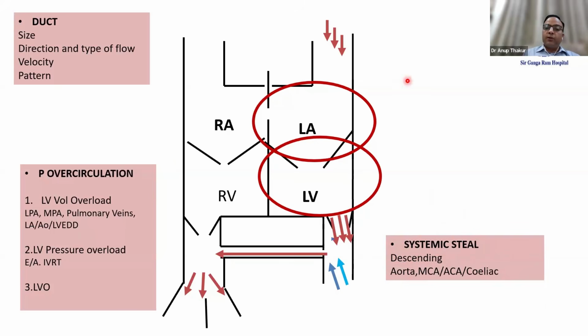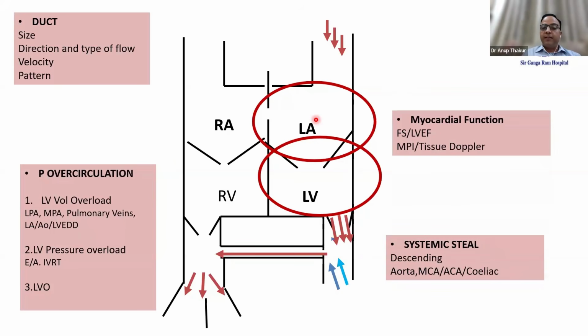And then because of left heart overload, what can happen? Initially, there is hyperdynamic circulation. So you will have increased myocardial functions. You will have higher ejection fraction and fractional shortening. And gradually, as there is LV failure, there will be diastolic failure. And in the later phase, ultimately, the myocardial functions will come down.